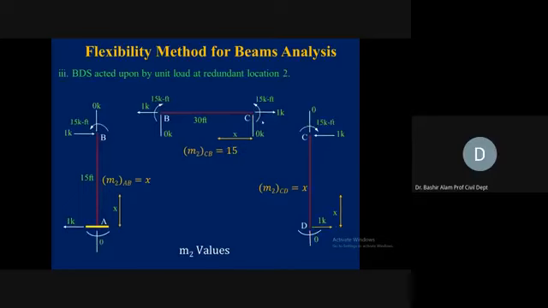Next, to generate the M2 values, to write these M2 equations, what we do now, corresponding to AR2, in the same direction we apply a unit action, which is 1 kip.